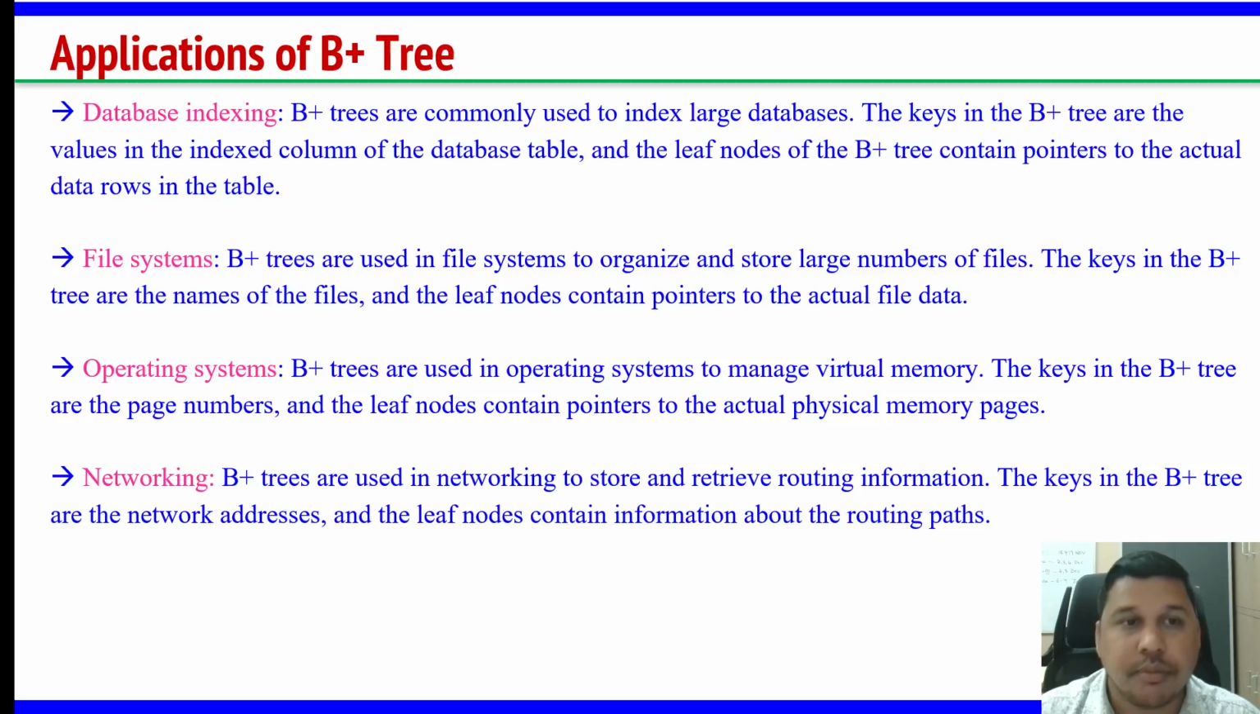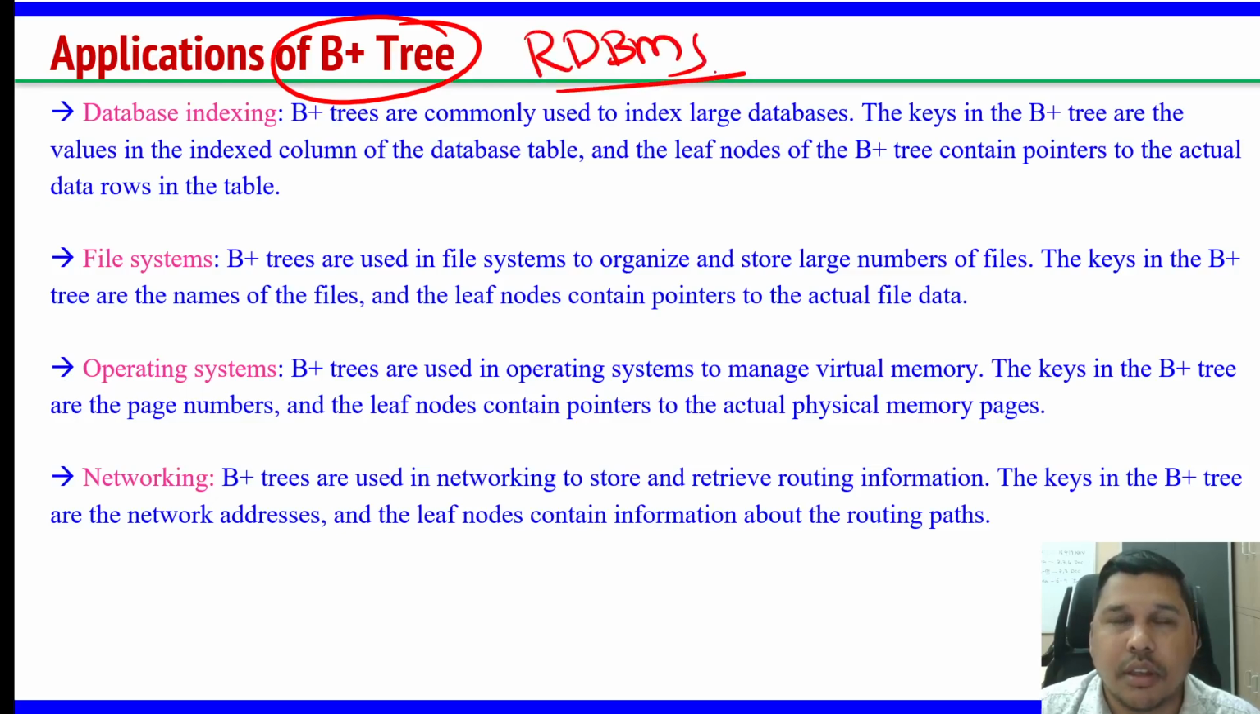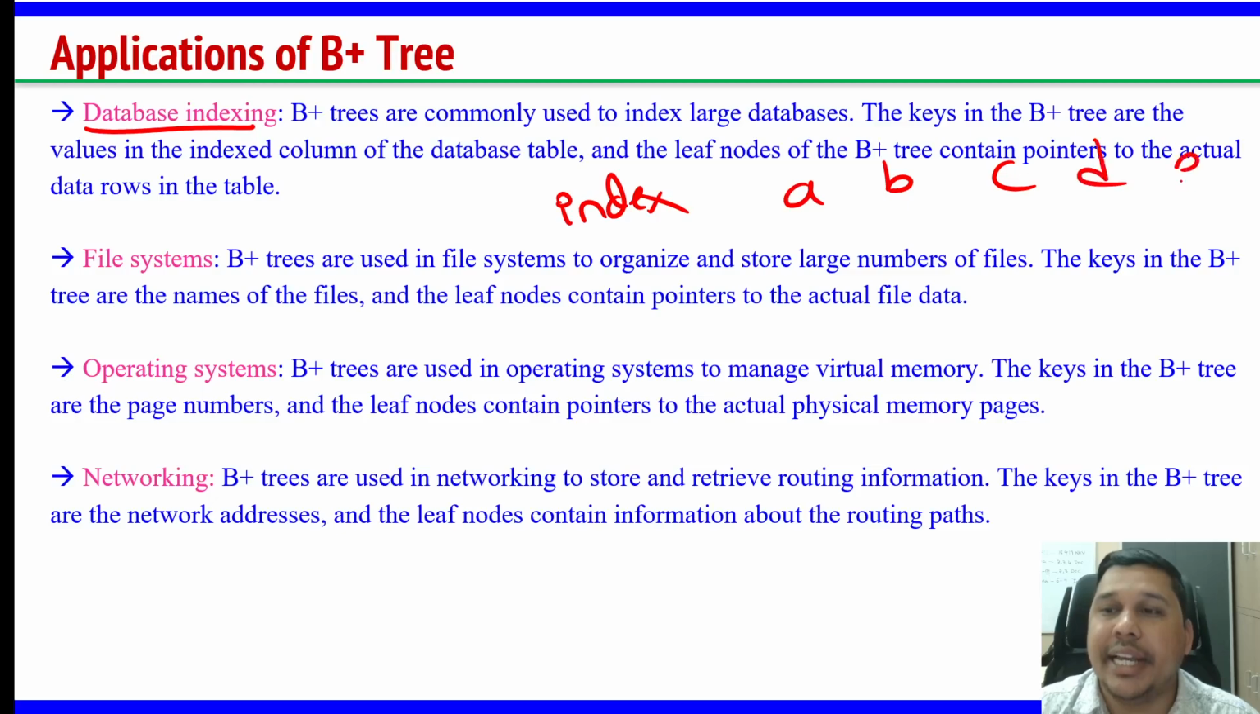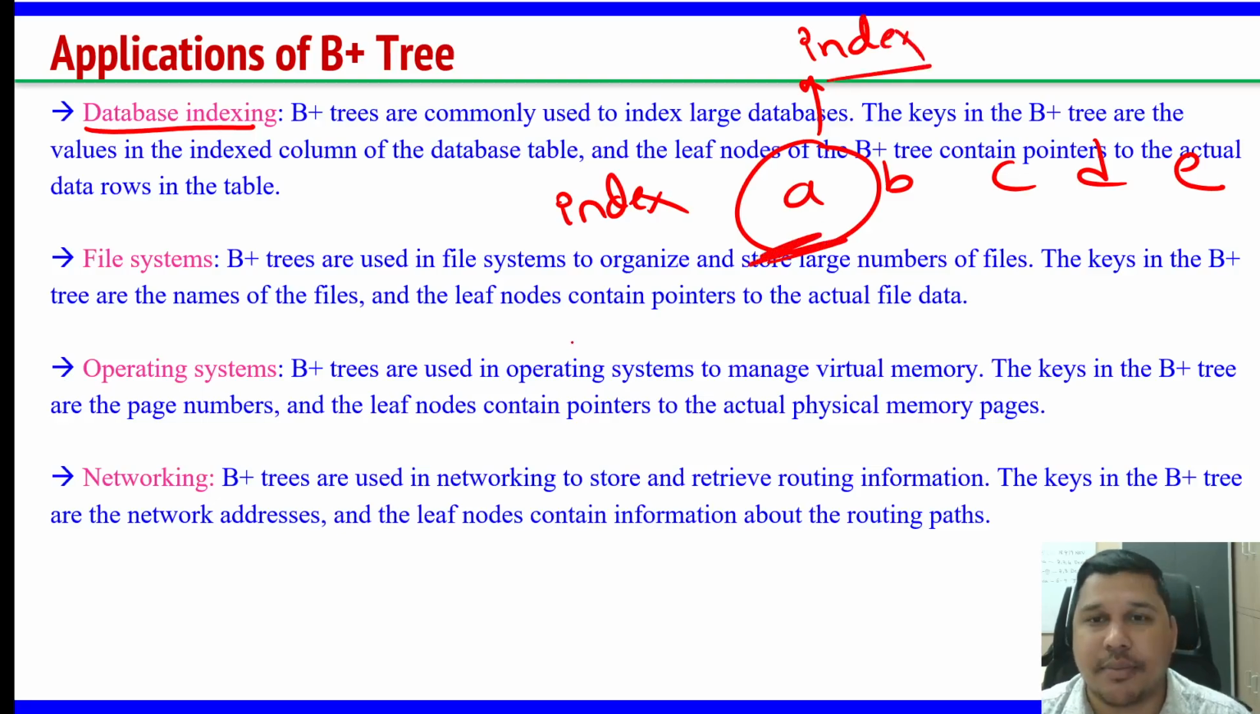Next, where do we use this B plus tree? Very important. See this. B plus trees are actually used in your RDBMS. In your structured query, the SQL part, we are using B plus trees. How? Database indexing. I think you are aware of creating an index for a table, right? If there are columns A, B, C, D, E in a table, you can make A the index column. Why index? Because searching is very easy with respect to an index, right?